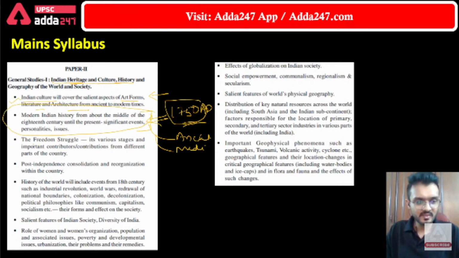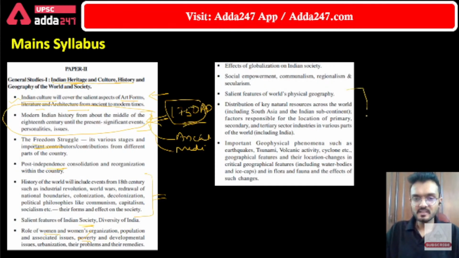Then there is the freedom struggle, and in this we will discuss the nationalist movement. Then there is the post-independence history of our country, and then there is world history also. Apart from the history there is society, the role of various sections of society, like women, like the poor people, and recent phenomena like globalization and urbanization. So all these sections are included in the Indian history.